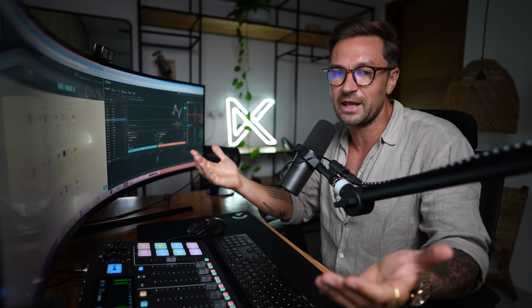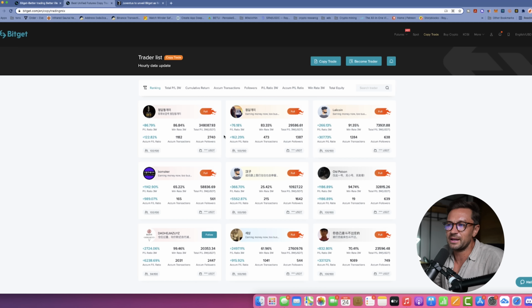It's essentially like running a hedge fund, but within the actual Bitget platform. And this is a big win for people who want to run a copy trade service and actually earn more capital and earn more cash on their ROI for trading as a trader.